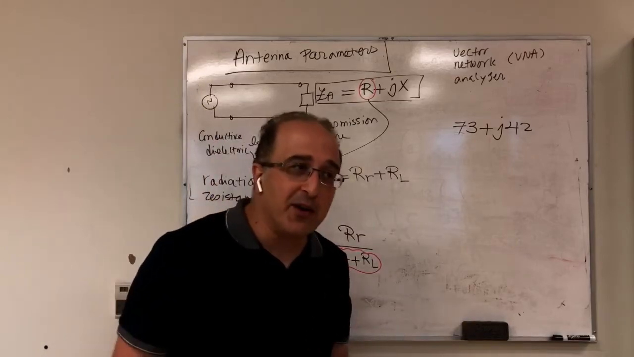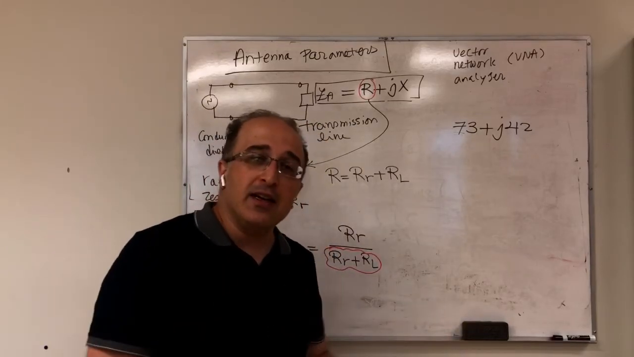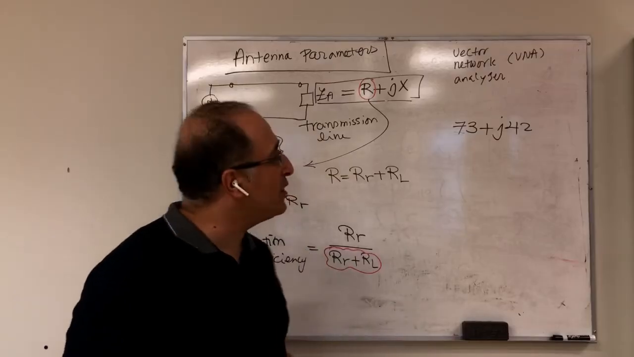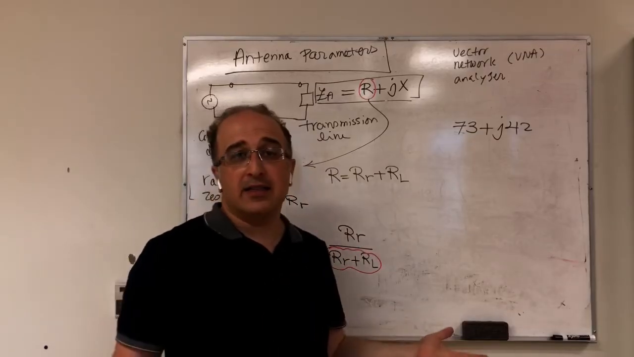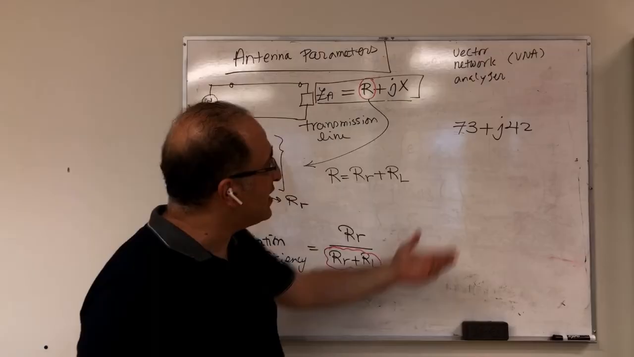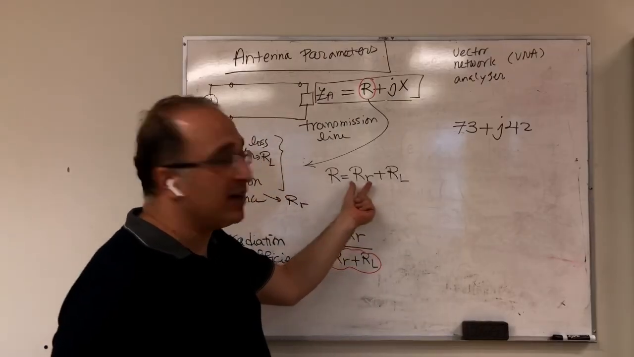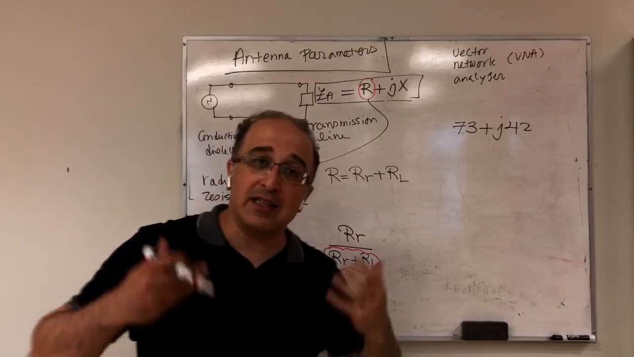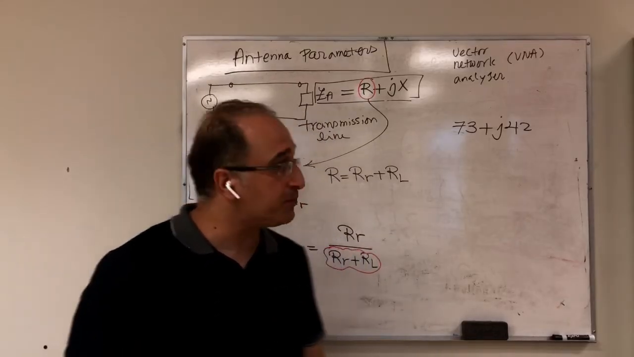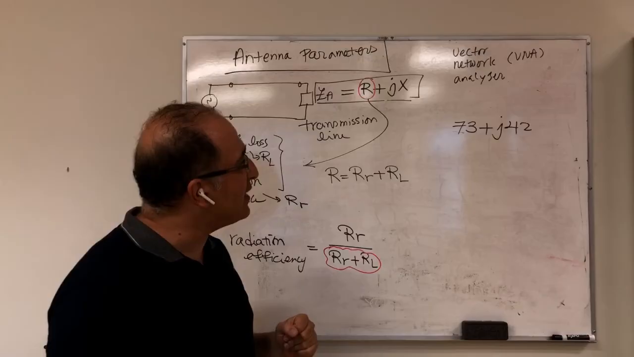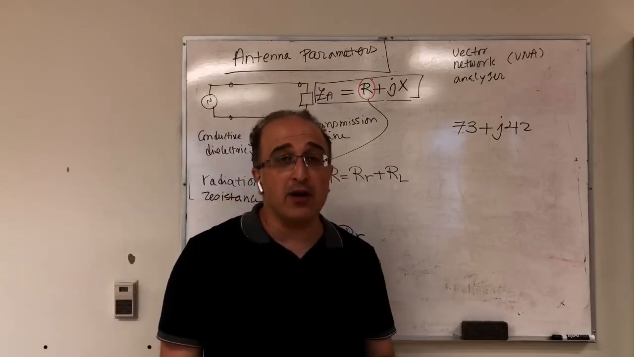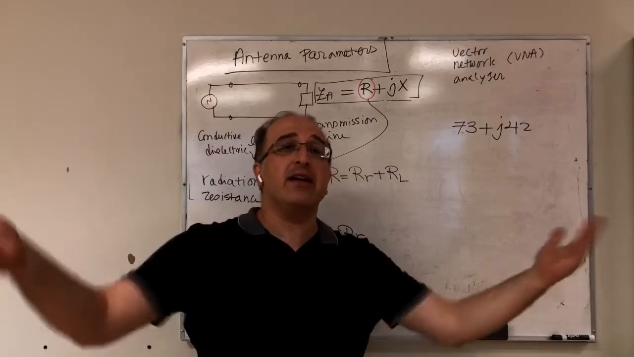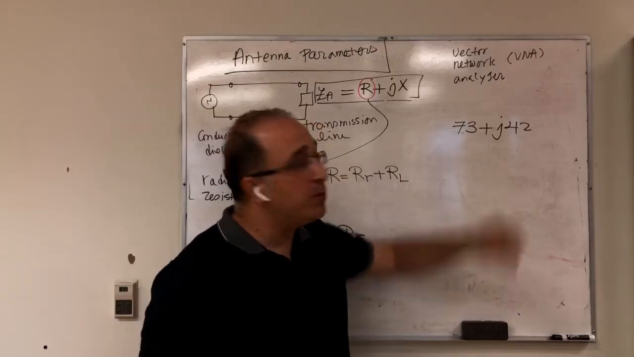For that particular antenna that we will study in the simulation lab, RL is negligible, is nothing. So this 73 has to do with the good thing, RR. But then this J42 means your antenna is storing energy around itself. When it's storing energy, that's not a good thing for our application, because we want to send the energy away. So we want to minimize that.